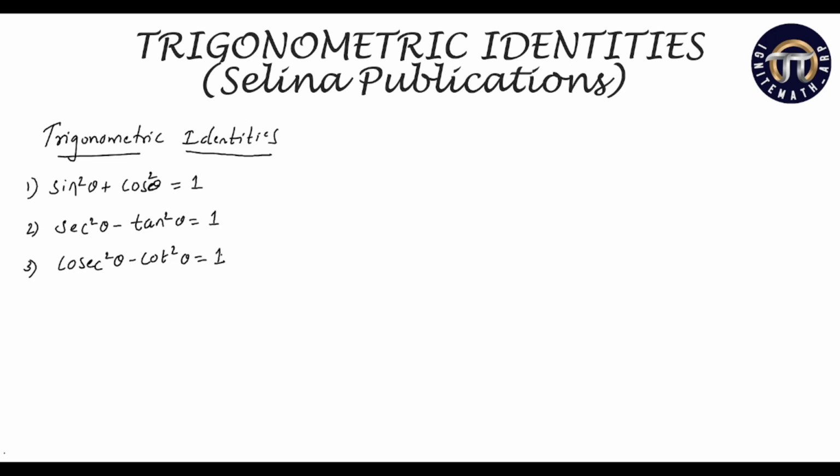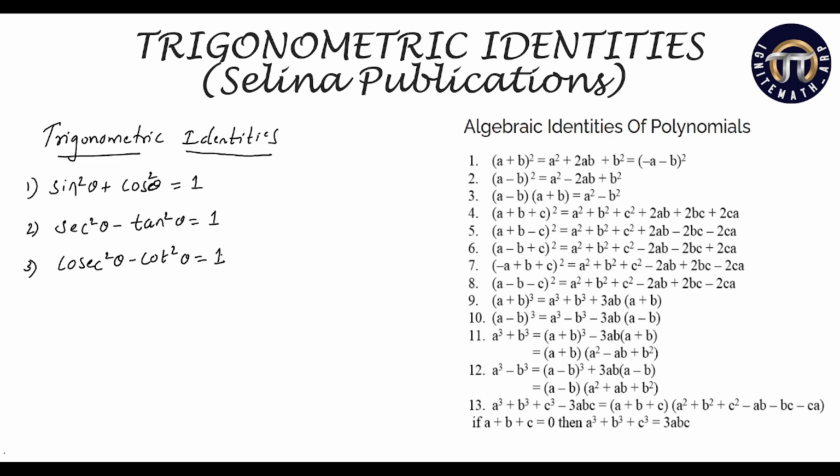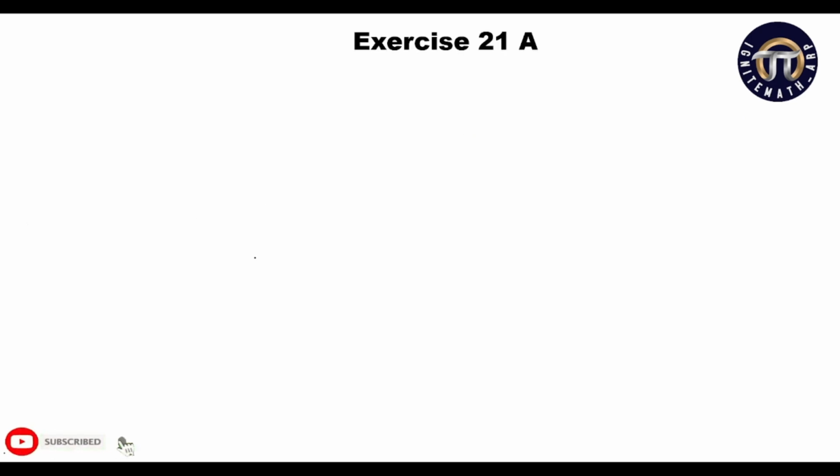But keep in mind, if you know only these identities, it is not sufficient. You are required to remember some of the algebraic identities also, like a plus b the whole square, a minus b the whole square, a plus b the whole cube, a cube plus b cube. These are the algebraic identities you need to remember, along with the trigonometric identities, to tackle the problems from the exercise. Now let's not delay, let's start with exercise 21A.